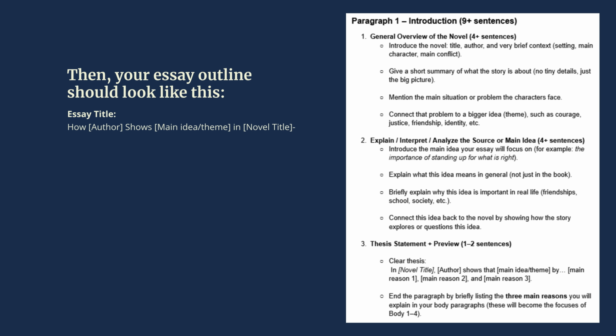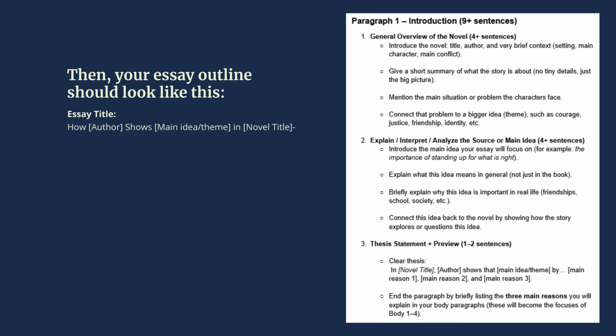And in the first paragraph for the introduction, you would write 9 or more sentences. You would provide a general overview of the novel with 4 or more sentences. You would introduce the novel, providing the title, author, and a very brief context like the setting, main character, and main conflict. You'd give a short summary of what the story is about, no tiny details, just the big picture. You would mention the main situation or problem the characters face, and connect that problem to a bigger idea or theme, such as courage, justice, friendship, identity, etc.